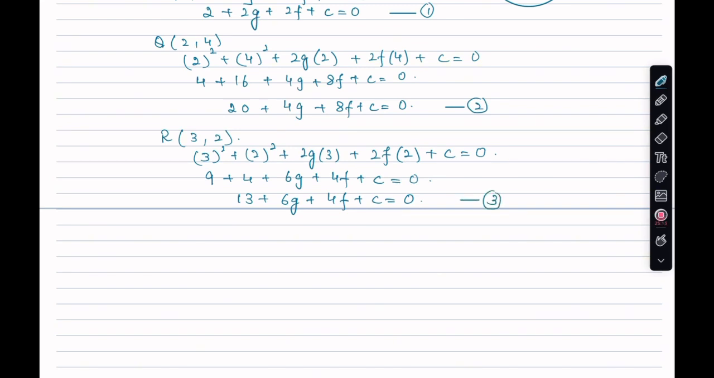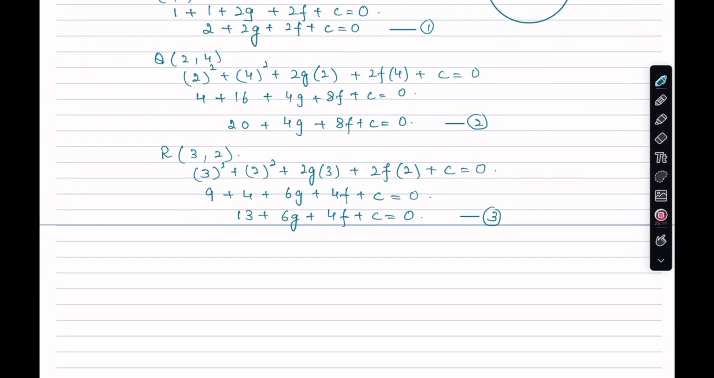So 3 equations, 3 unknowns, meaning I can solve the first 2 simultaneously to get g in terms of f or f in terms of g. Doing that, I'm just solving 1 and 2.